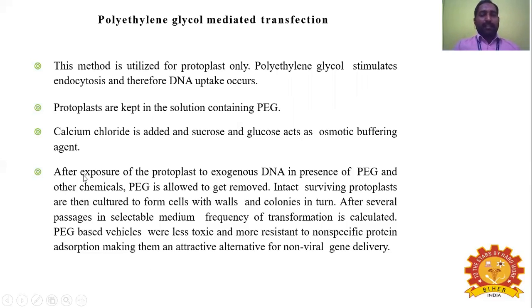And after exposure of the protoplasts to the exogenous DNA in the presence of PEG and other chemicals like calcium chloride, sucrose and glucose, the PEG will be removed, and then the surviving protoplasts will be cultured, and colonies will form. After several passages on the selectable medium, the frequency of transformation is calculated, and through that we obtain transformed cells.